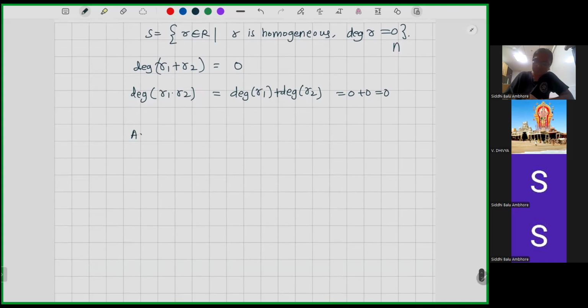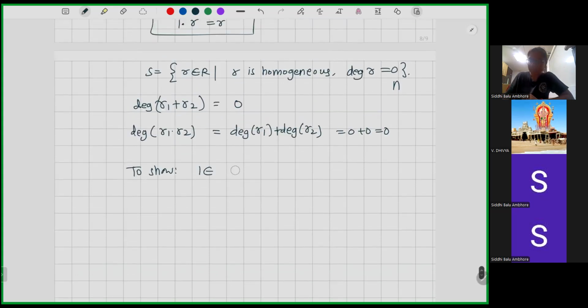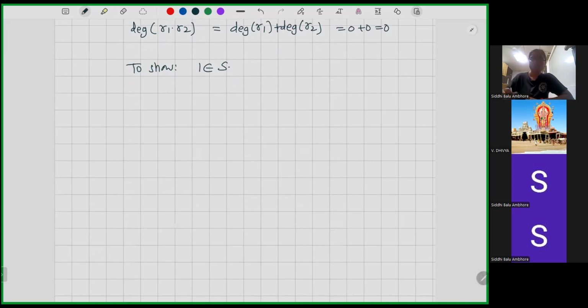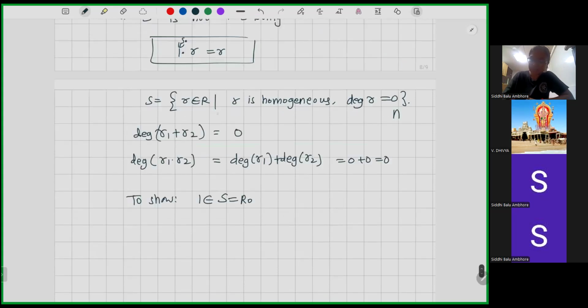And now our aim is to show that 1 actually belongs to this S. First of all, do you understand that we actually need to prove that 1 is here? Because it is just a collection of homogeneous elements such that degree of r is 0, but we need to actually show that this set contains 1, since we can't directly say it from here. So how to do that is to show that 1 is in R0, the R0 component. So how to do that?